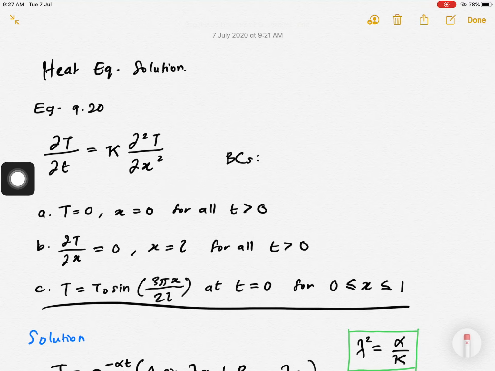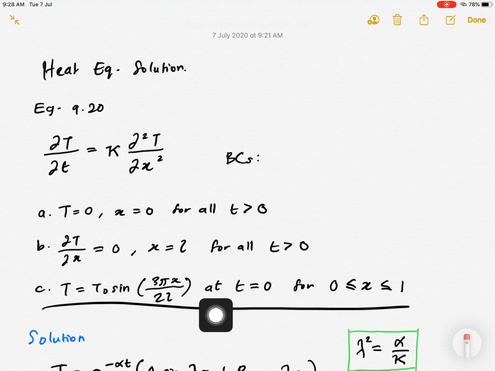Okay. So the first boundary condition is when x is equal to 0, which is when the position is at the origin, the temperature is 0. This is for all time. And the second boundary condition is the temperature gradient is equal to 0 at a particular position, which is x is equal to L, and this is for all time as well.